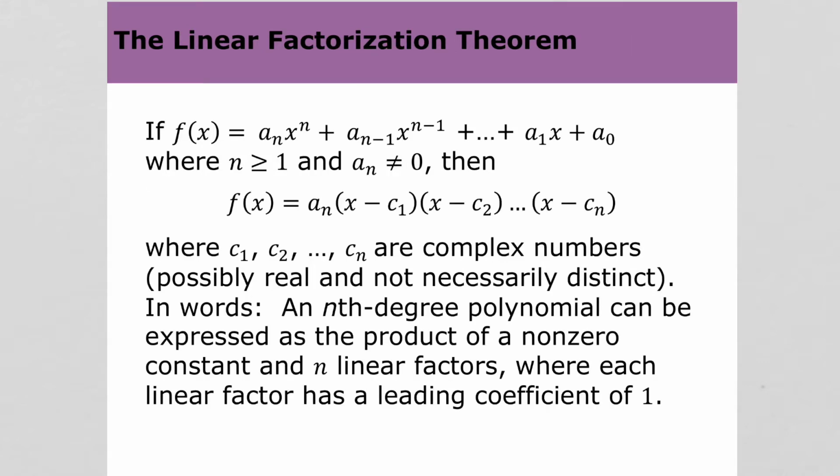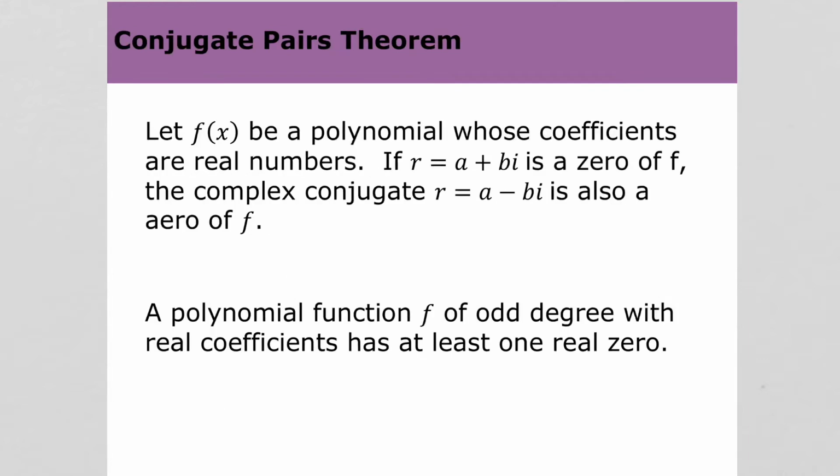The linear factorization theorem basically says that any polynomial can be factored, even if those factors are non-real factors. The conjugate pairs theorem says if a plus bi is a zero, then a minus bi must be a zero.